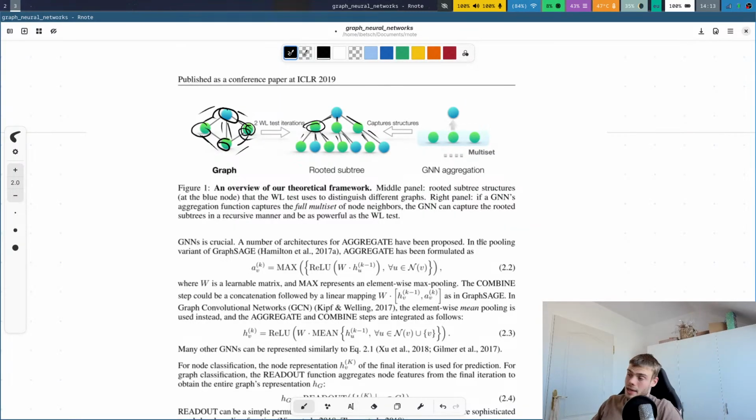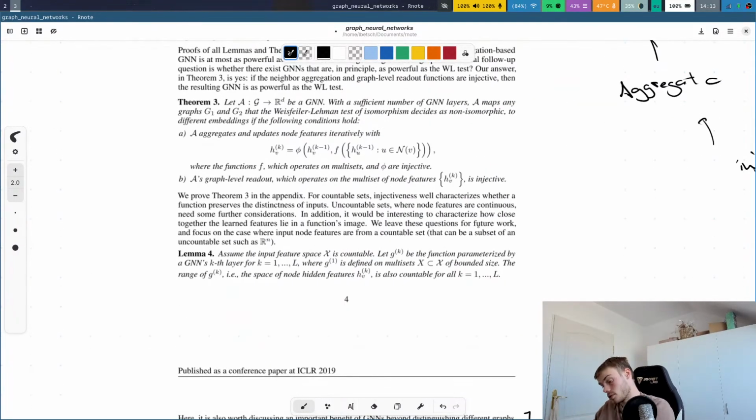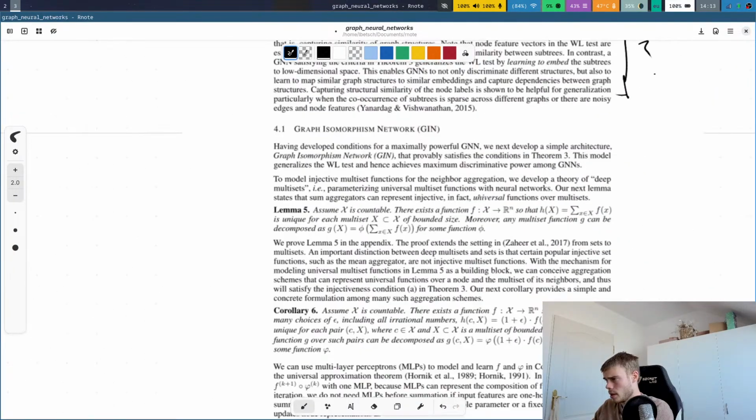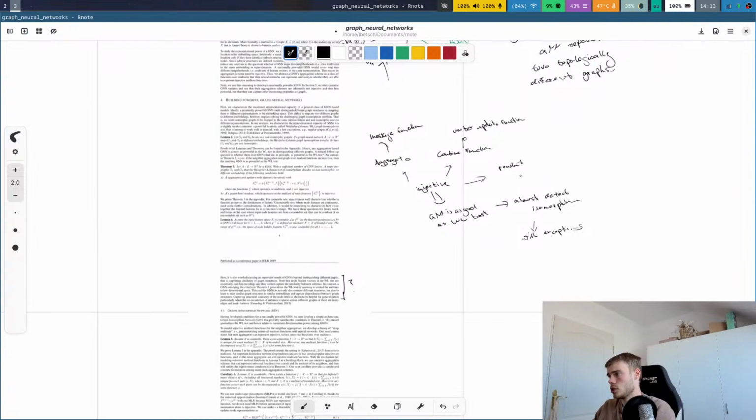Which is probably answered if we would know what the WL test does. But okay, let's just try to further go through the paper and understand what their network is doing. So probably they will now define injective functions for the aggregate, for the combine function, and for the readout function.